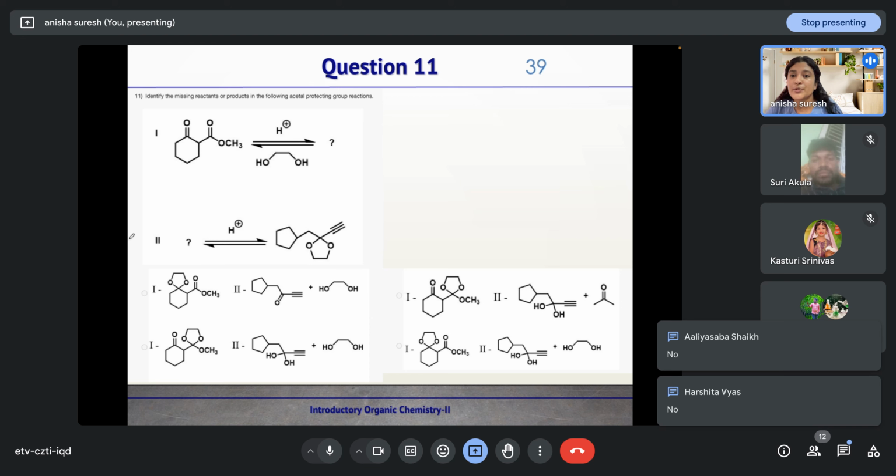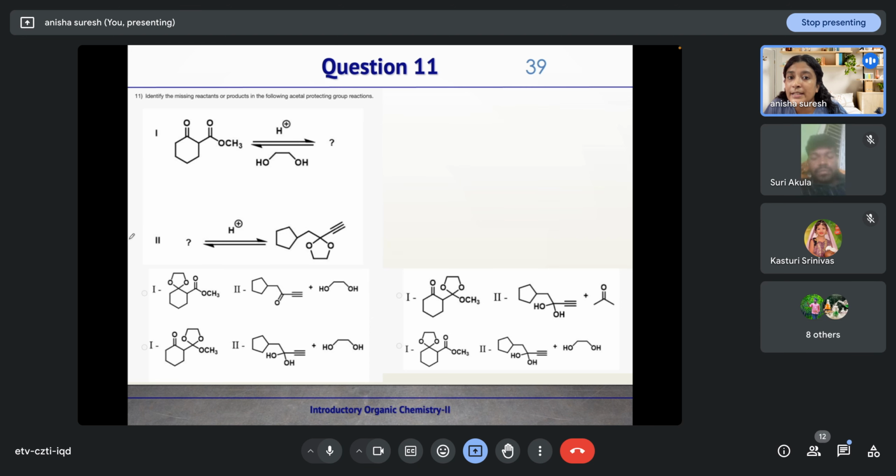Okay. Now coming to the next question. Identify the missing reactants or products in the following acetal protecting group reaction. So in the first reaction, we have been given this compound and it is treated with ethylene glycol in the presence of acid. What will be the product that we will be getting? And in the second case, we have been given the product and it is treated with H plus. So what is the starting material that is used? A. Yeah, A is the right answer.